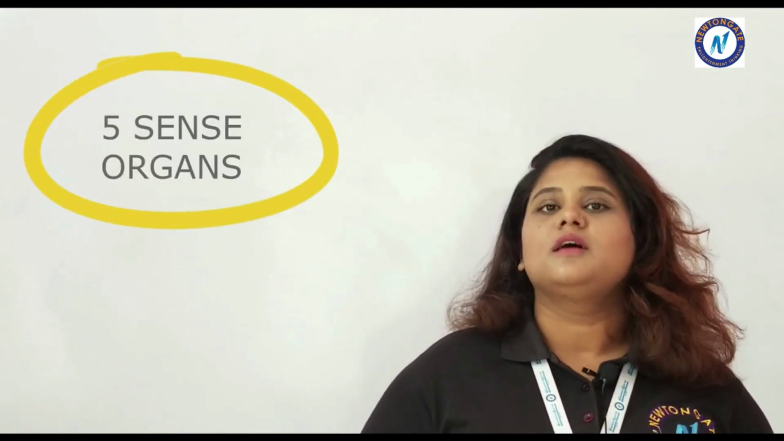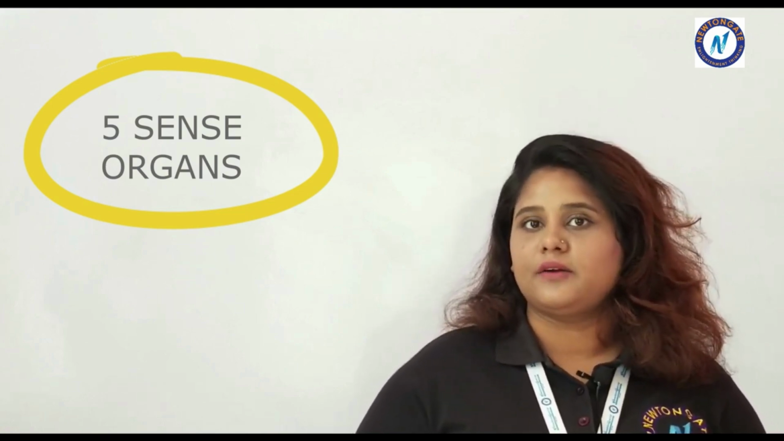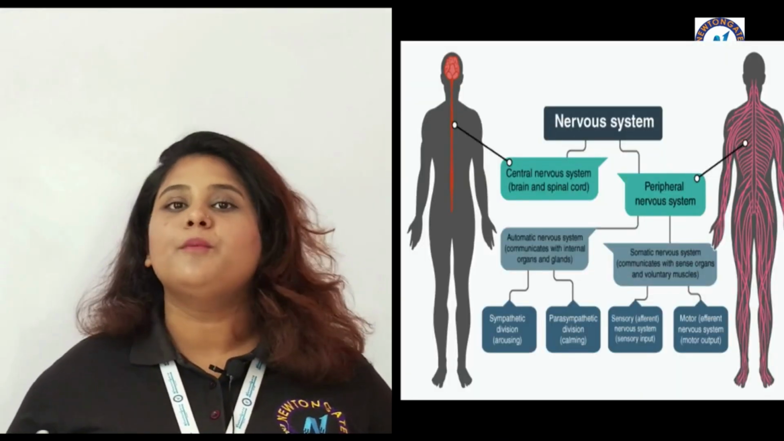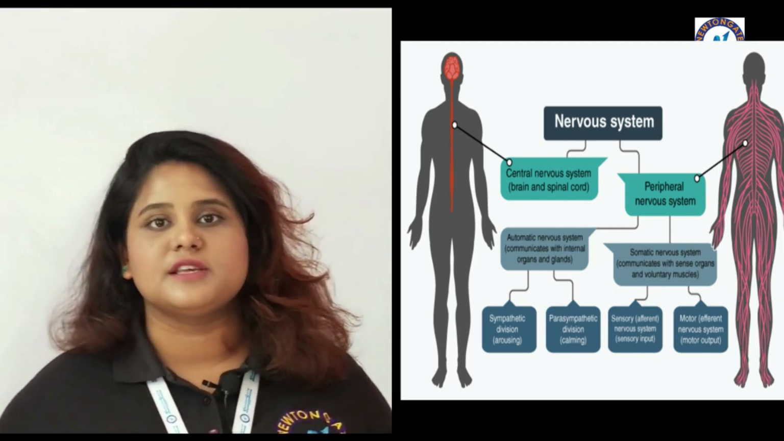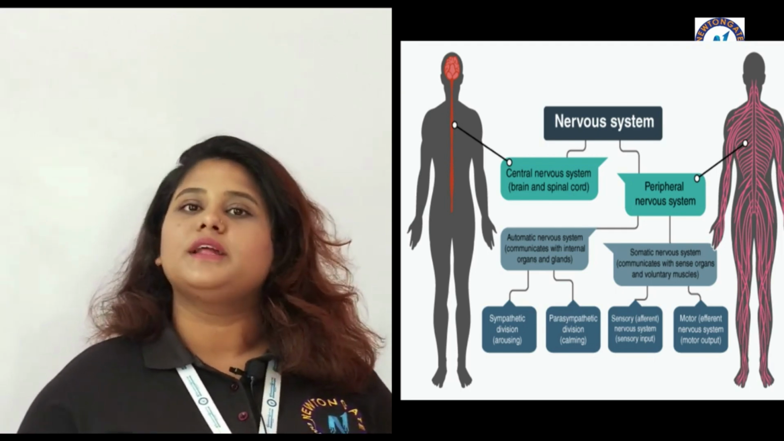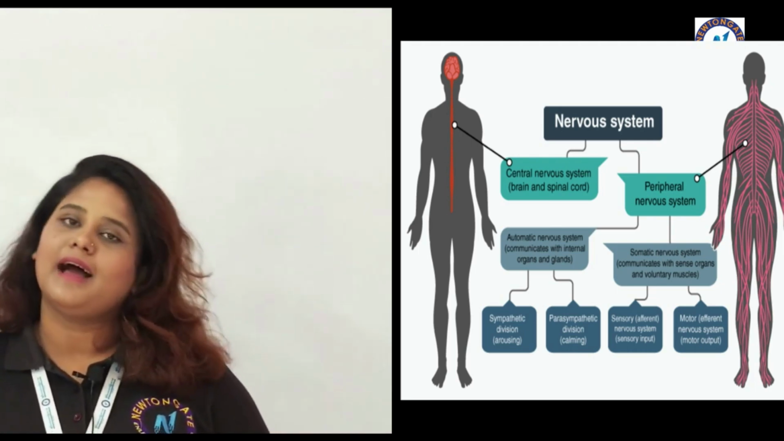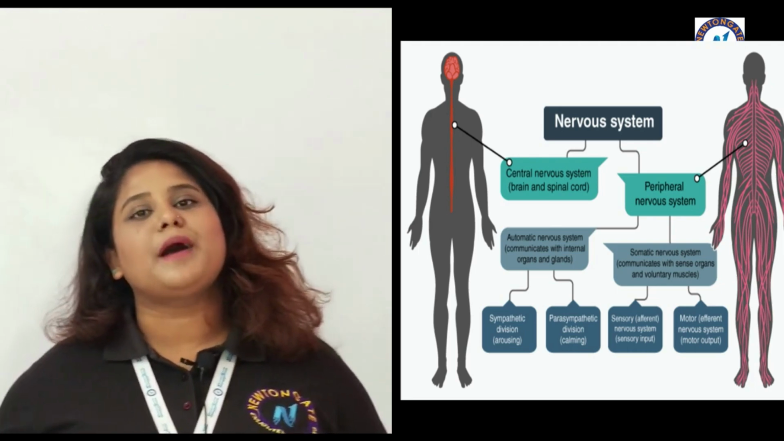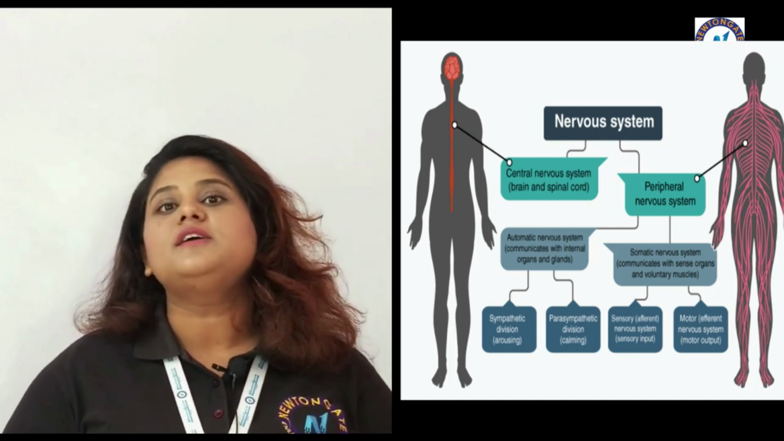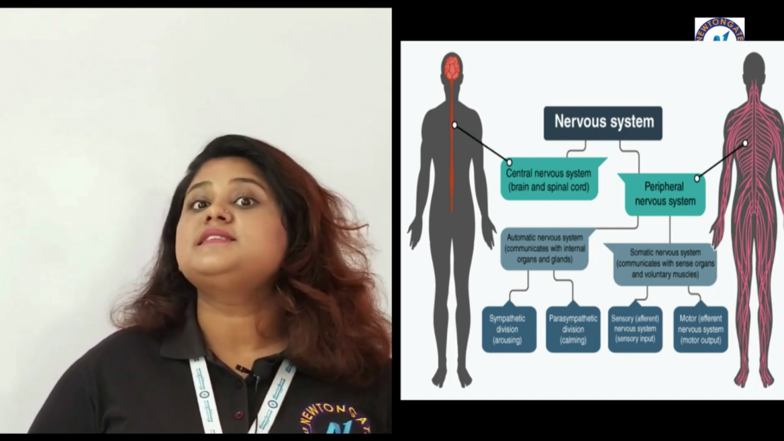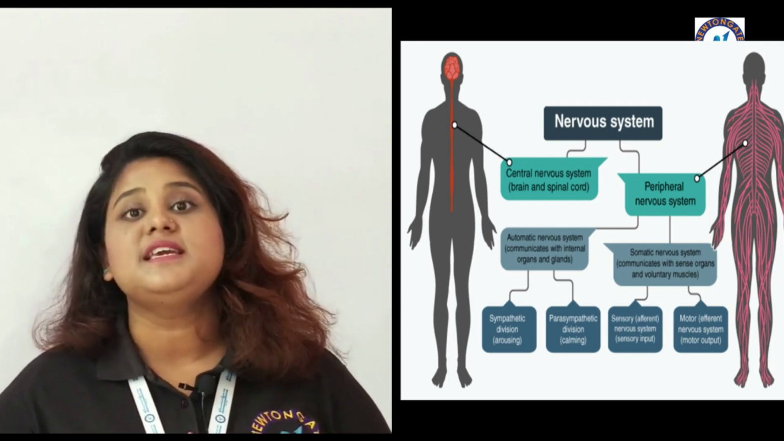There are sense organs, as we all know. What are the sense organs? Eye, ear, nose, skin and tongue, right? All these are the 5 sense organs we know about. Other than that, there are many receptor points in our body which receive signals and also coordinate with our brain and the spinal cord. So brain and the spinal cord fall under the first type of nervous system, that is the central nervous system or the CNS.